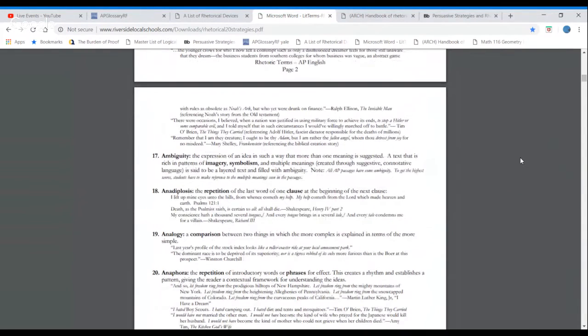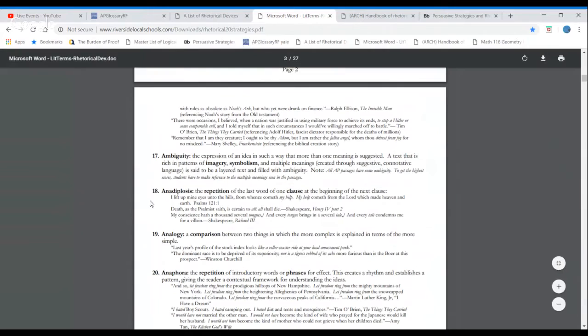Ambiguity. We see this quite a lot as well. The expression of an idea in such a way that more than one meaning is suggested. A text that is rich in patterns of imagery, symbolism, and multiple meanings, created through suggestive, connotative language, is said to be a layered text and filled with ambiguity. How the hell do you say that?